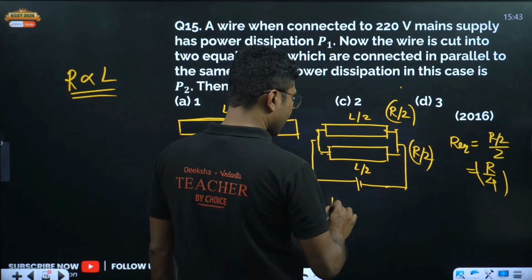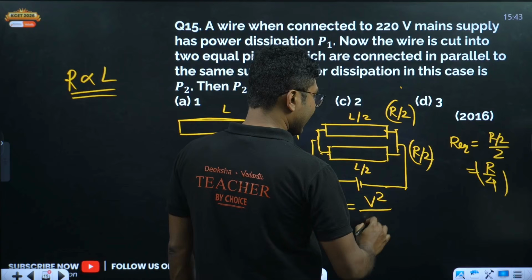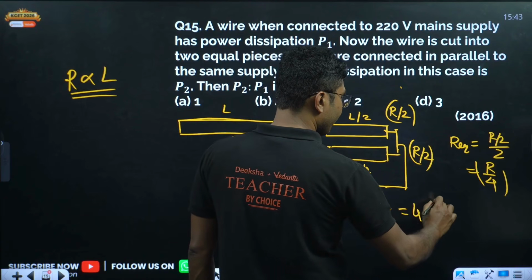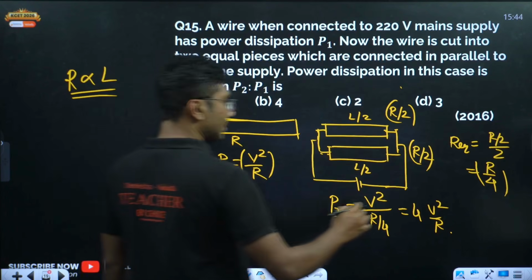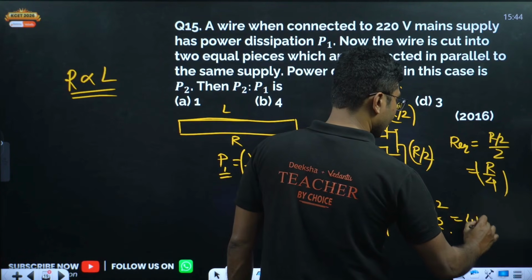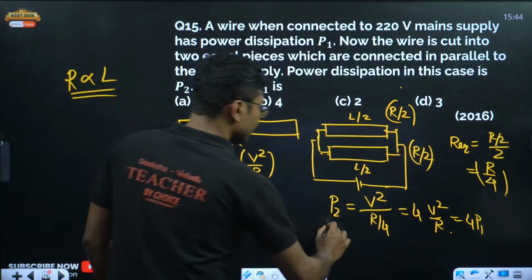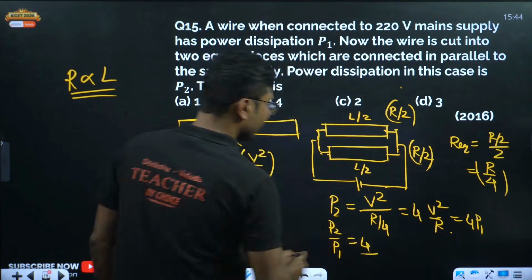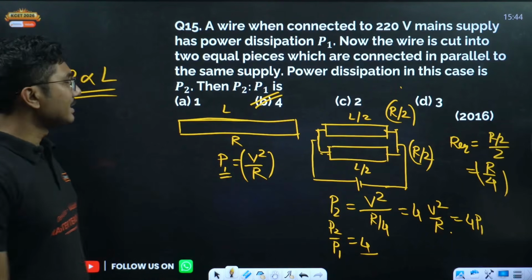So what is the power P2? Power P2 will be, the voltage is same, resistance is now R by 4, that is 4 V square by R. Now what is V square by R? V square by R is P1. So it is 4 P1. They ask what is the ratio of P2 by P1. So P2 by P1 equals 4. So the result is 4:1, or simply 4. So this is the end of today's lecture.